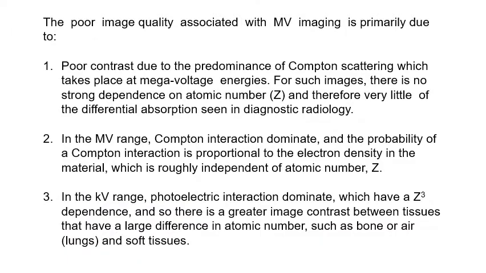The poor image quality associated with MV imaging is primarily due to the poor contrast due to the predominance of Compton scattering, which takes place at megavoltage energies. For such images, there is no strong dependence on atomic number Z, and therefore very little of the differential absorption seen in diagnostic radiology. In the MV range, Compton interactions dominate, and the probability of a Compton interaction is proportional to the electron density in the material, which is roughly independent of the atomic number Z. In the KV range, photoelectric interaction dominates, which has a Z-cubed dependence, and so there is a greater image contrast between tissues that have a large difference in atomic number, such as bone or air, which is in lungs, and soft tissues.